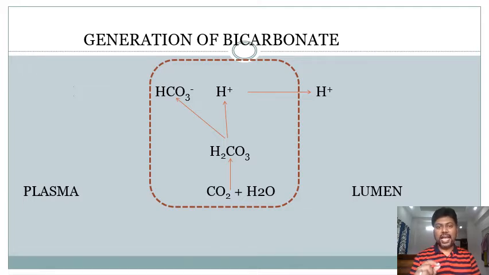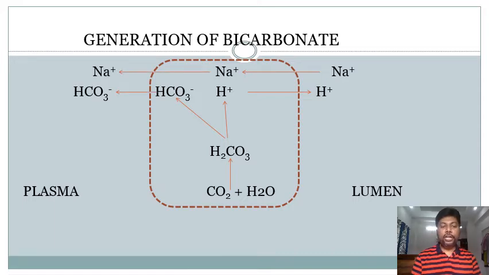So what is the function of this antiporter? For every H plus thrown out, one sodium will be taken into the renal tubular cells. Now this sodium along with the bicarbonate will be thrown into the plasma, and thus it helps to increase the serum bicarbonate levels. So this is the first role of the kidney in generating bicarbonate. Renal tubular cells generate bicarbonate and throw it into the plasma. For every bicarbonate thrown into the plasma, one H plus ion will be excreted into the tubular lumen, so that it will be excreted through the urine.